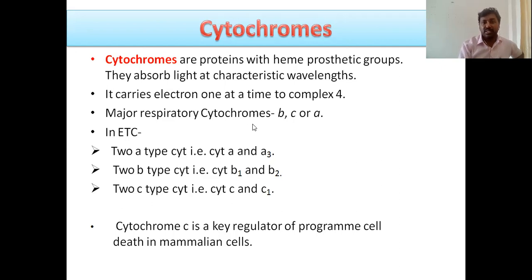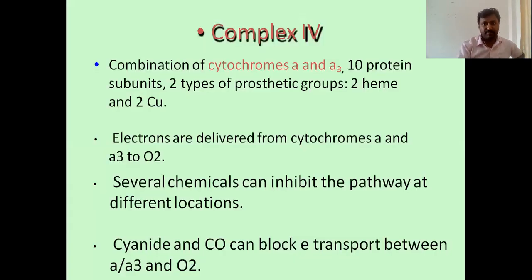So the major respiratory cytochromes are B, C, A. They are again subclassified: A and A3, B, B1, B2, and C, C1, C. Cytochrome C is a key regulator of programmed cell death in mammalian cells.